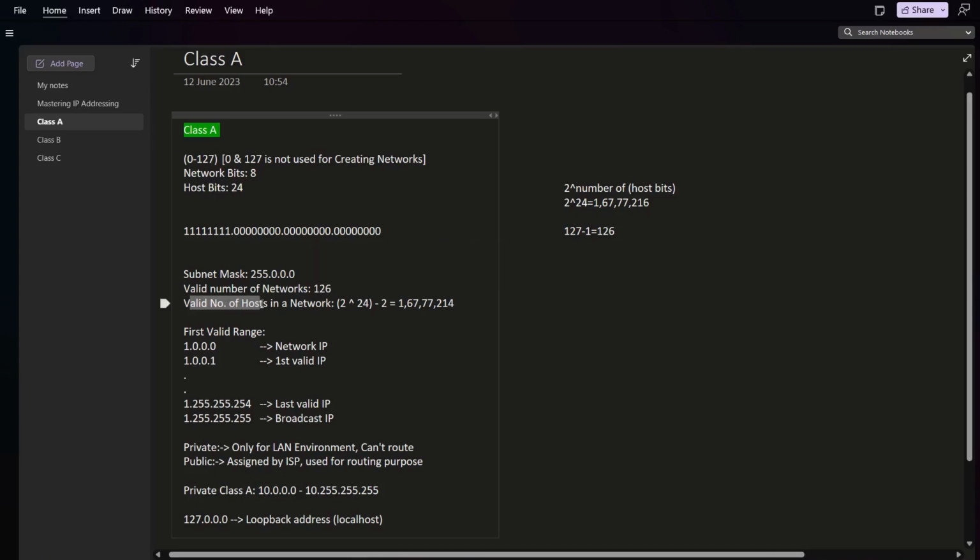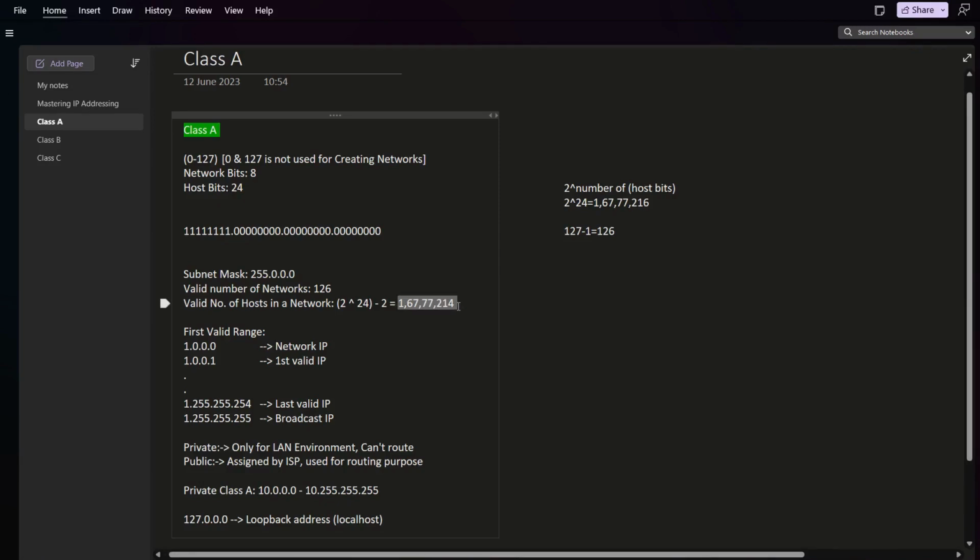Now let's calculate the valid number of hosts in the network. To calculate the valid number of hosts in a network, we have the formula 2 raised to the number of host bits. Here, how many host bits do we have? We have 24 host bits. So we will do 2 raised to 24 minus 2. Why are we doing minus 2? Because in each network, the first IP will be assigned as the network IP and the last IP will be assigned as the broadcast IP. So we have to do minus 2, because those are not valid IPs and are not used by any host.